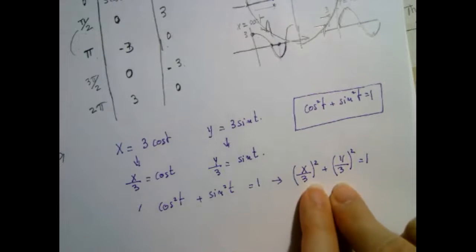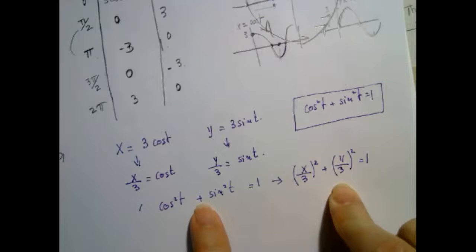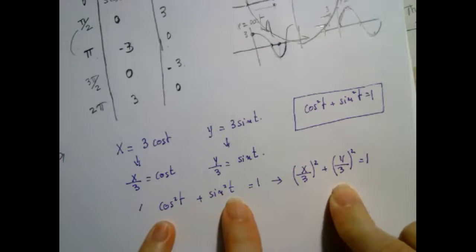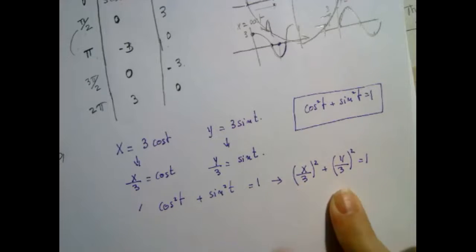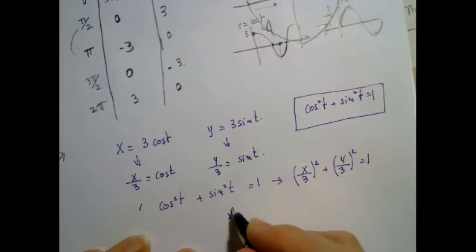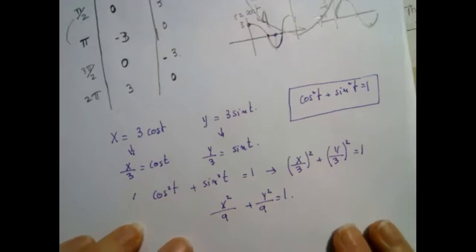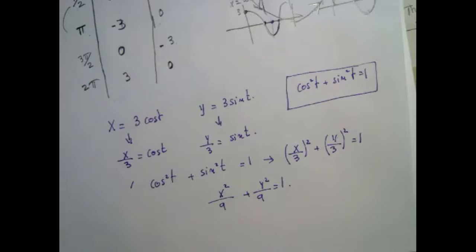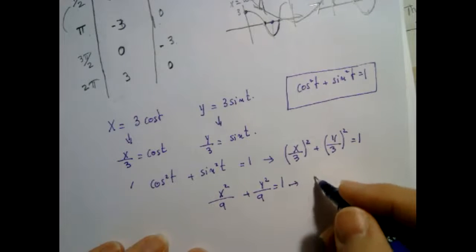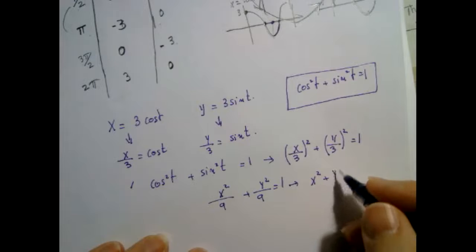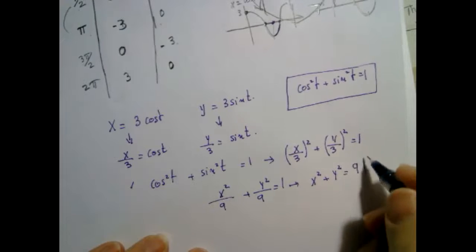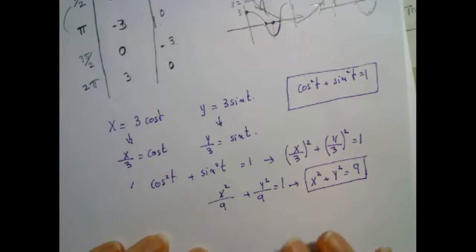So this is the relation that exists between X and Y independent of t. No matter what t is, this is equal to 1. Now, a little bit of math tells me that this is X squared over 9 plus Y squared over 9 is equal to 1. Now, I multiply by 9 across, and it will give me X squared plus Y squared is equal to 9. That's the relationship that exists between X and Y, no matter what time t is.